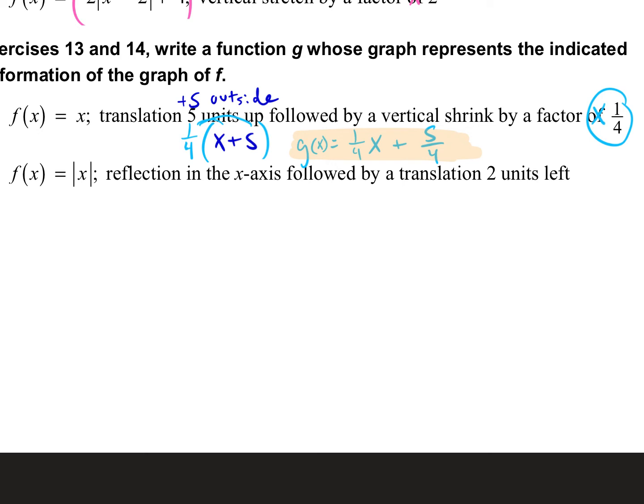All right, for the next one, how would I show reflection in the x-axis? Negative on the outside. So it would be a negative absolute value of x, and then a translation 2 units left. What would I need to do? Add 2 inside, yes. Left or right goes inside. So I would just add 2 in there. So it would be negative absolute value of x plus 2.